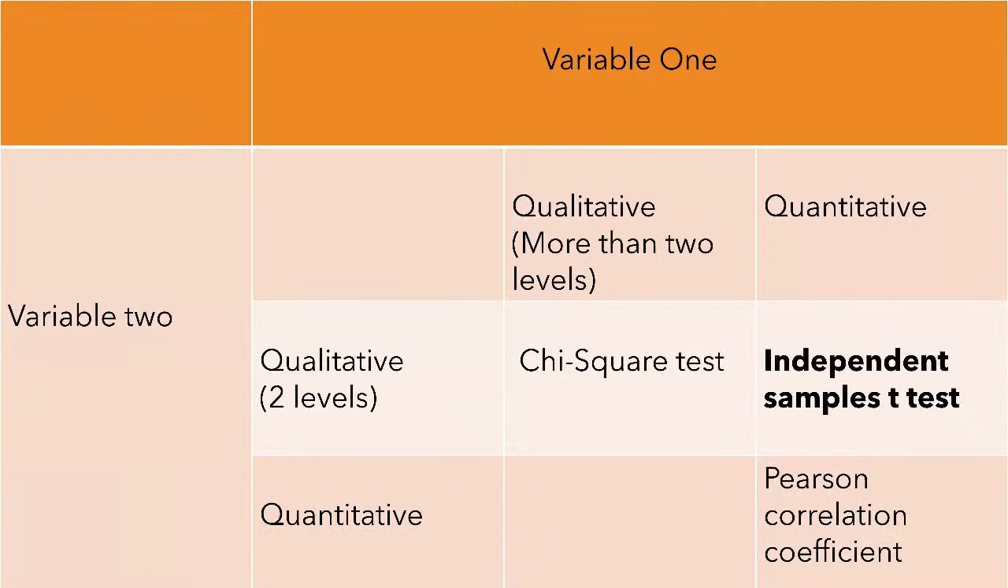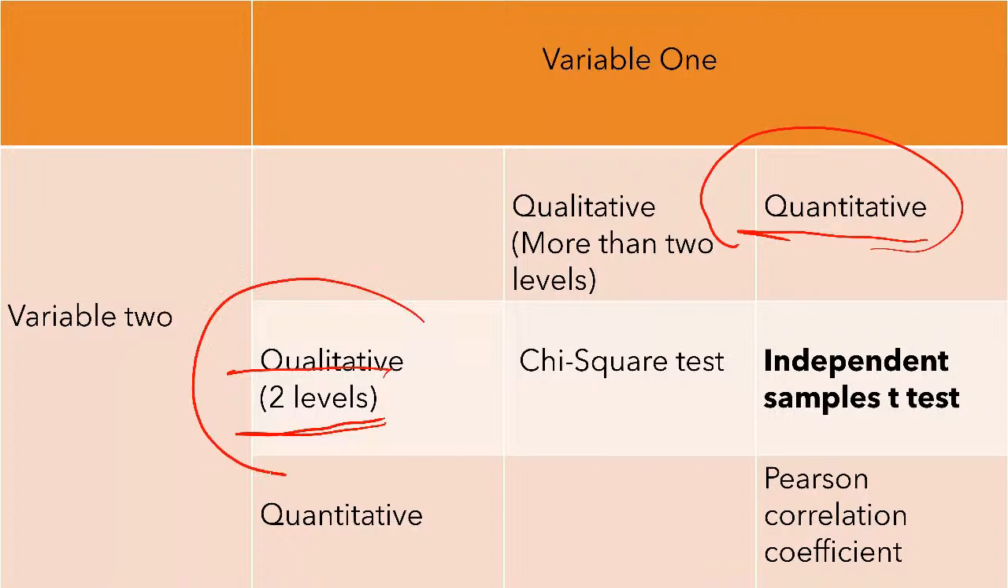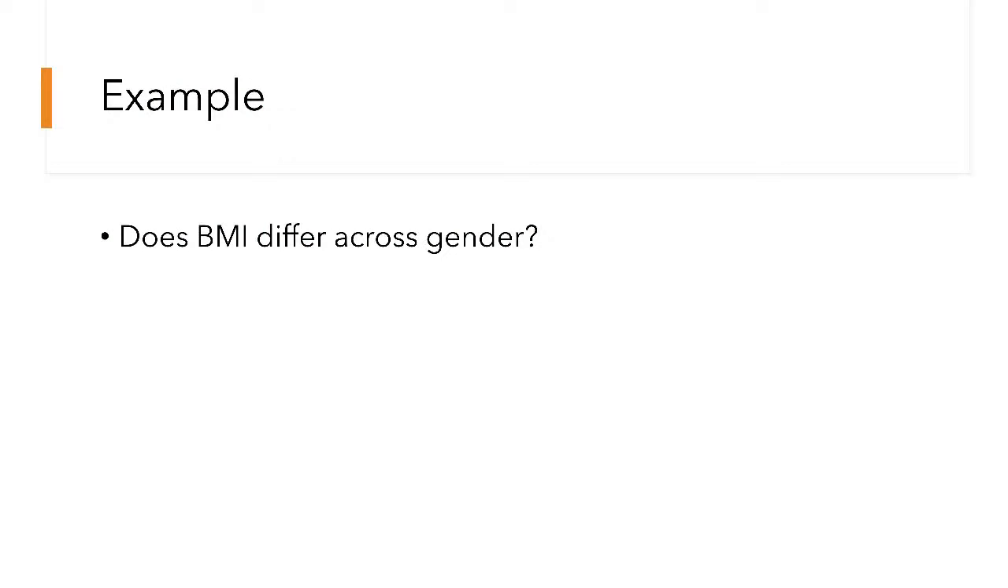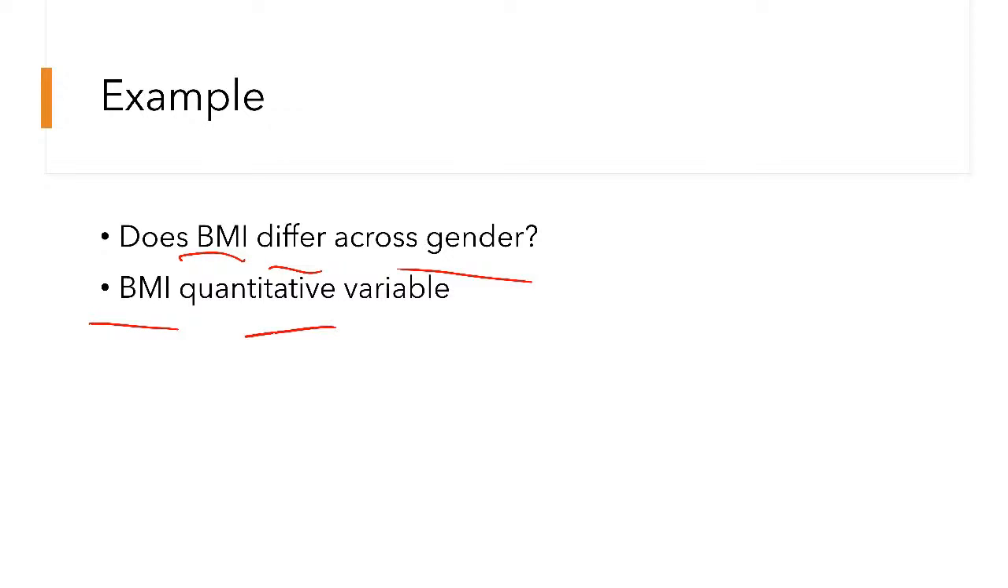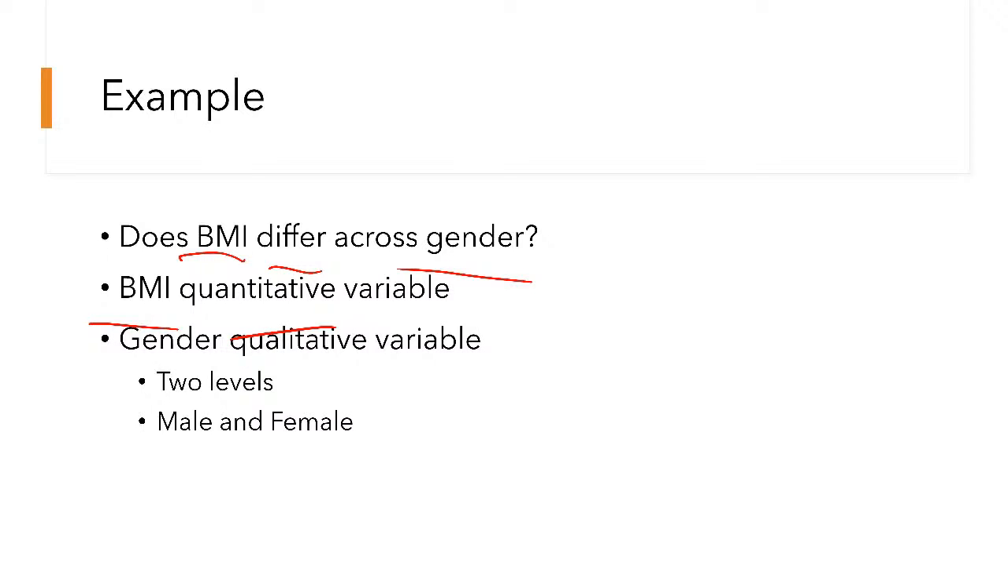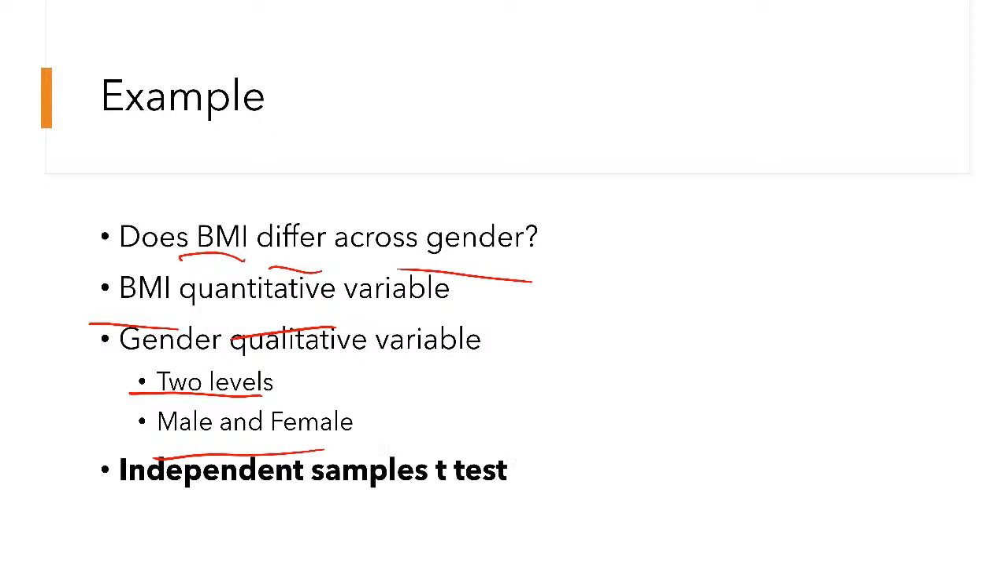If we move further, in a situation where one variable is a quantitative variable and the second variable is a qualitative variable, there is add-on information at this level, and this is very important. The qualitative variable has 2 levels, right? In this situation, when one variable is quantitative and the second is qualitative with 2 levels, then you use the independent samples t-test. Let's take the example of checking whether BMI differs across genders or not. BMI is a quantitative variable. Gender is a qualitative variable with 2 levels. All of these points are important. Here we will use the independent samples t-test.